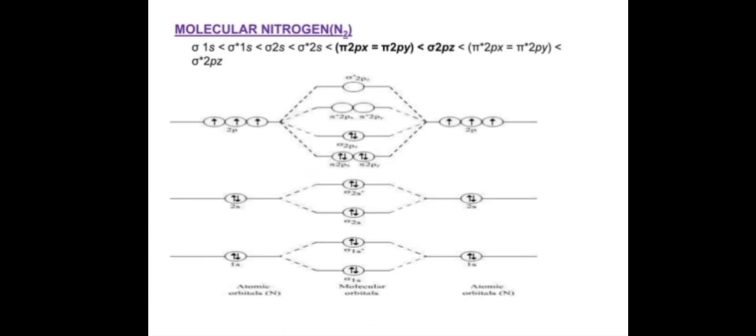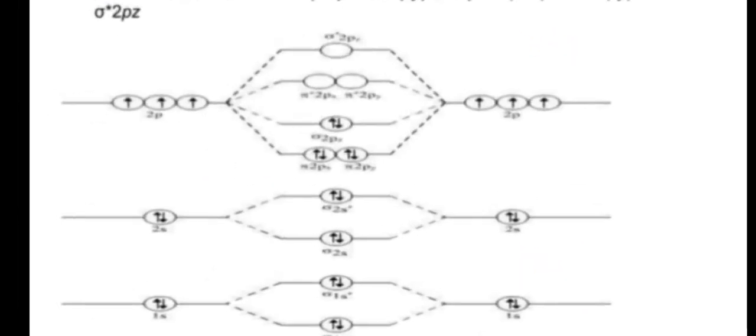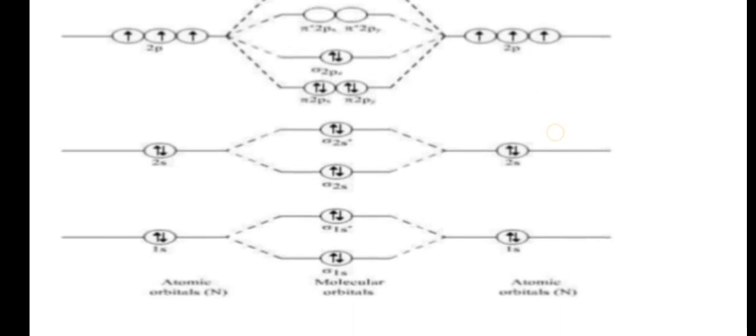And you see, the lower energy bonding molecular orbitals are pi 2px, pi 2py, and sigma 2pz. On the other side, the anti-bonding molecular orbitals at the higher energy state are pi star 2px, pi star 2py, and sigma star 2pz. So this is the very important configuration of our nitrogen molecule.